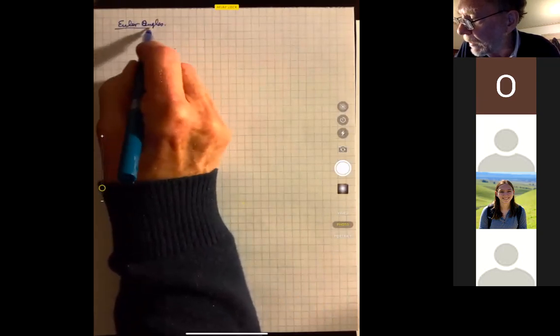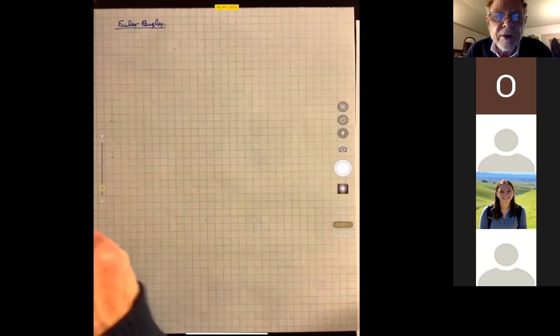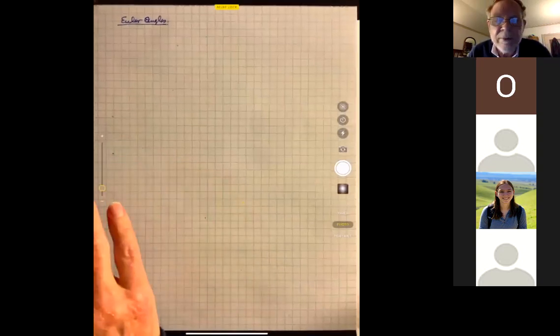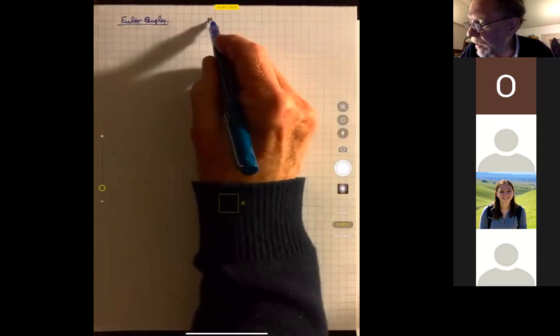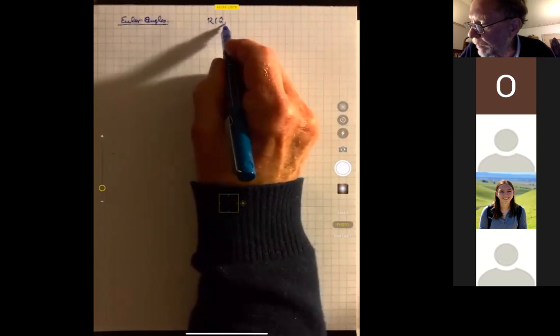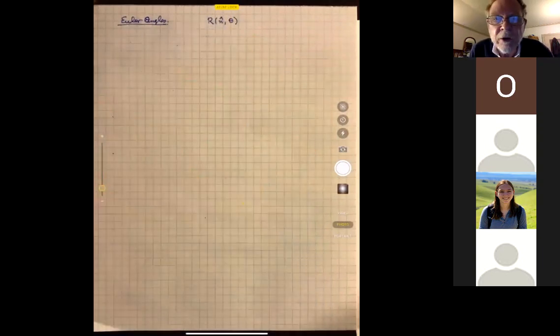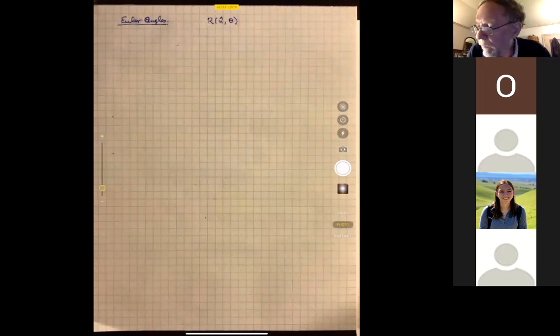The idea of Euler angles, in the first place, we have already a parameterization of rotations. It's the axis angle parameterization I've been talking about quite a bit, and it's very useful for all kinds of purposes. But there's another parameterization, which is the Euler angles. And so now I want to tell you about that one.